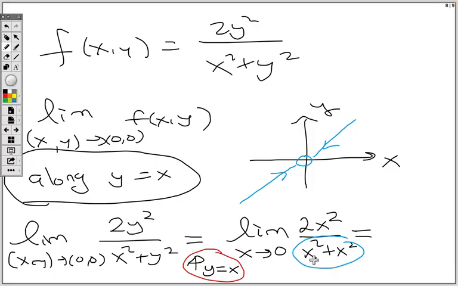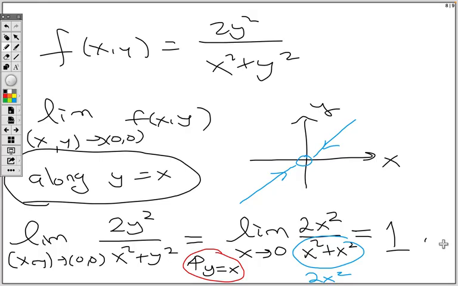Before we plug the limit in, Tim. X squared plus x squared is going to be what? So I'm going to have 2x squared over 2x squared. That completely simplifies to what? You follow? So along the path y equals x, the limit equals 1.